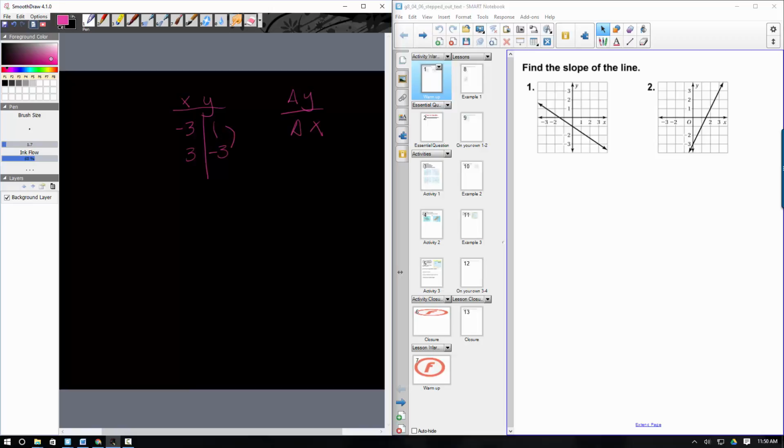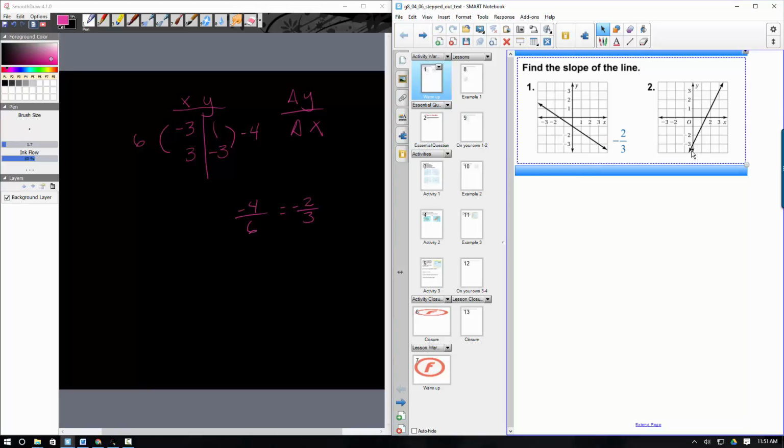So let's just go here and look at it. So we see that it's going down 4. And this one here is going up by 6. So my slope is negative 4 over 6. Or I could reduce that down, right? To negative 2 over 3.